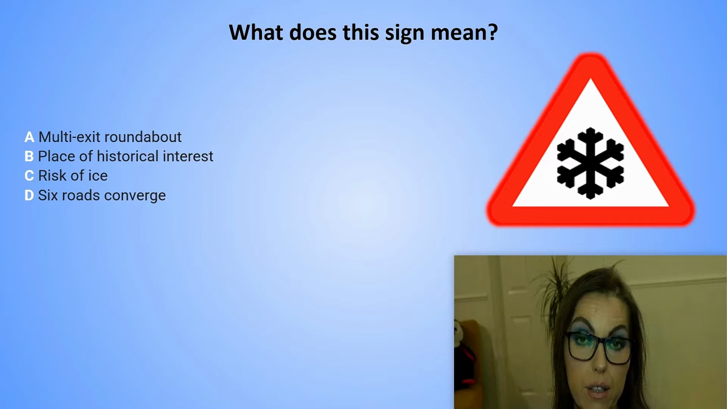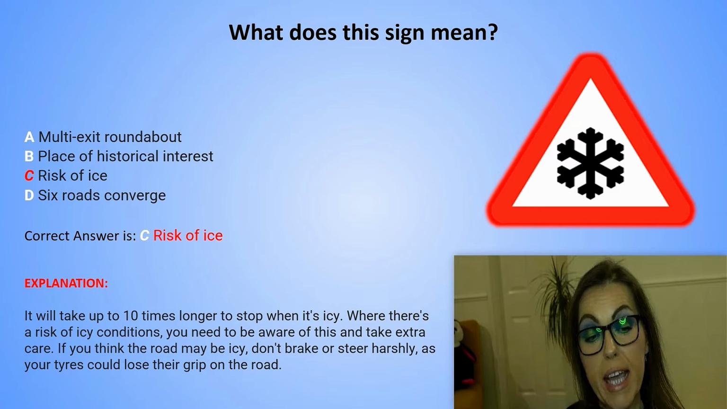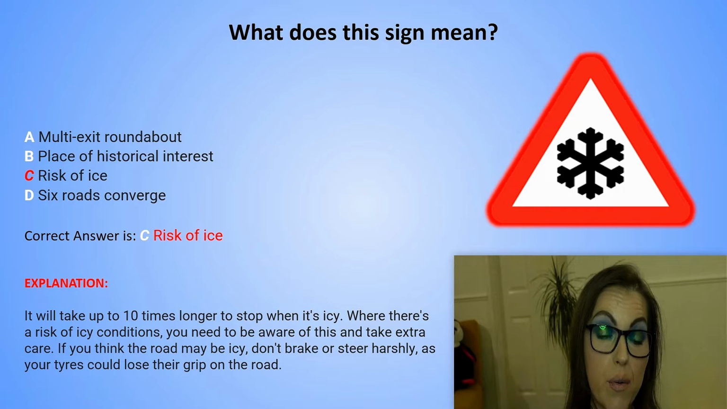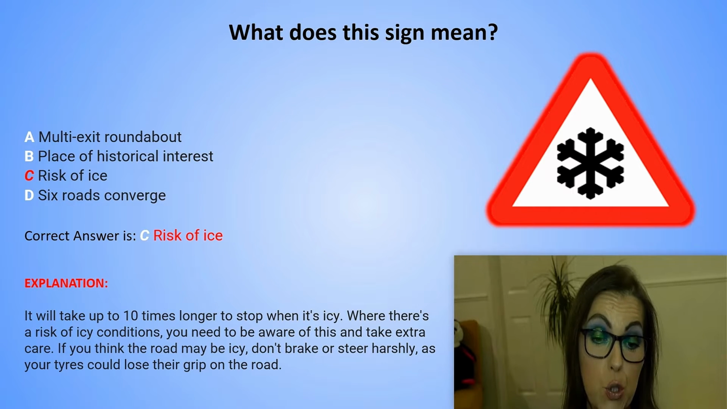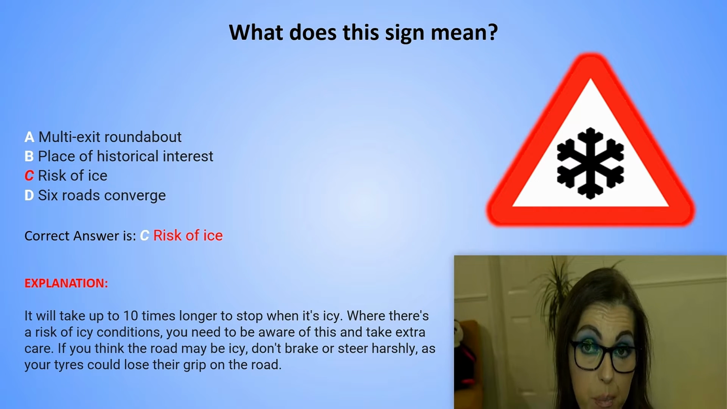And the correct answer is C. Risk of ice. Explanation. It will take up to 10 times longer to stop when it's icy. Where there is a risk of icy conditions, you need to be aware of this and take extra care. If you think the road may be icy, don't brake or steer harshly, as your tires could lose their grip on the road.